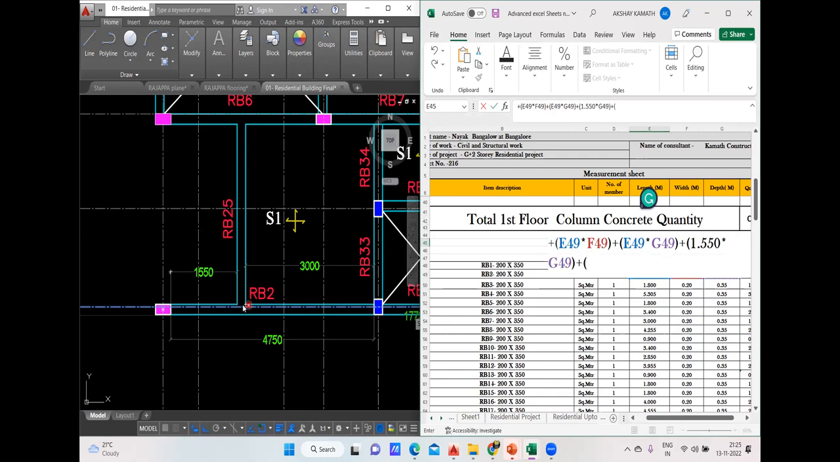So this length you already know now. It is 3000 mm, which is 3 meter. So I'll write directly 3 there. And I'll multiply this by what? The overall depth is how much? 350, but you have a slab coming here. So 350 minus 150 comes out to be 0.2. So I'll say 0.2 and close the bracket.